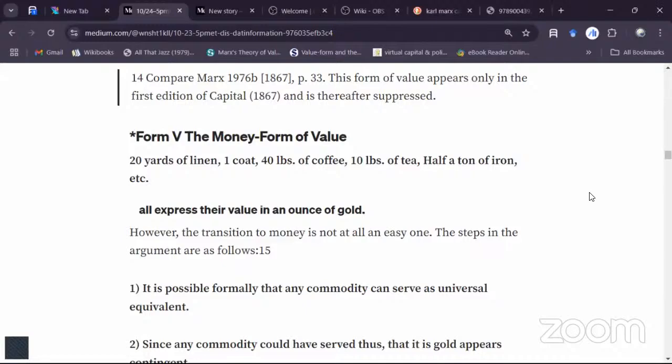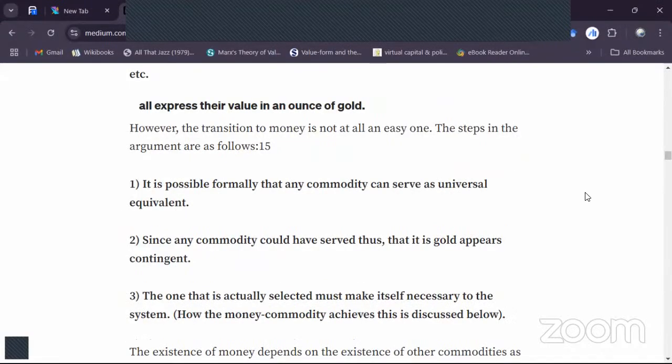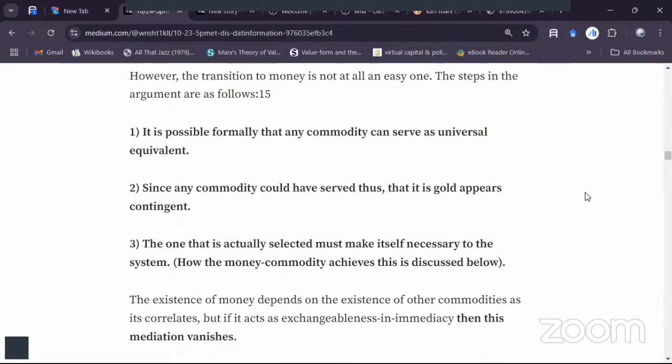So steps in the argument, there are 3 steps. Possible formally that any commodity, a money commodity like gold, can serve as a universal equivalent, since any commodity could have served thus, that it is gold appears contingent. So gold answers everything. Yeah, until the bandito comes up and tells you about his badge. The one that is actually selected must make itself necessary to the system. And so that's another kind of question. How is it injected into the system? How the money commodity achieves this is discussed.